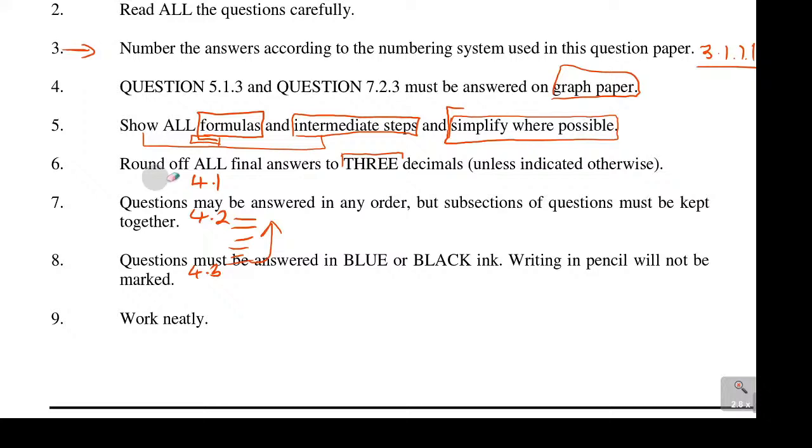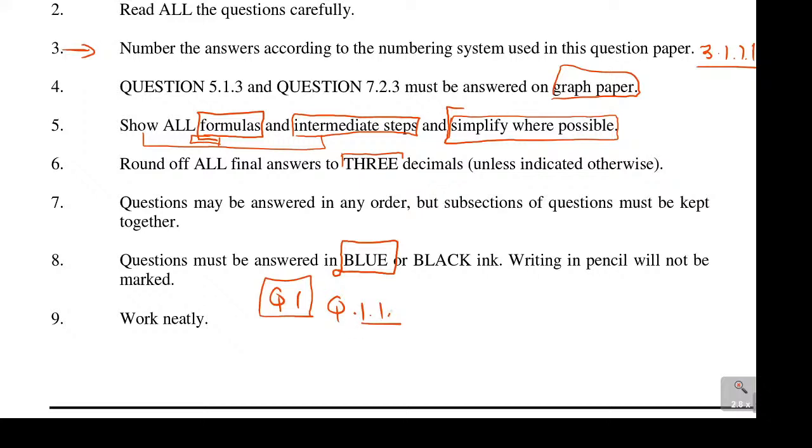The instruction says questions must be answered in blue or black. I don't know how many times, students, you find that they are using other colored pens. When they are writing the exams, you find the student is also coloring their work. They write question 1 maybe in a blue pen, then for the next part they use a pink pen, just to make it look beautiful, but that is not necessary. The aim is not to beautify your answers, but to just be standard. It's either you're using blue or you're using black.